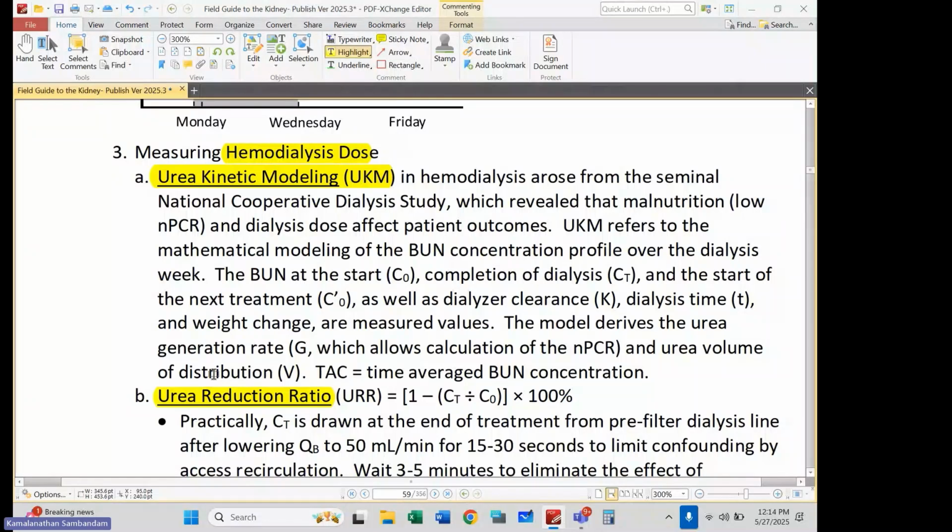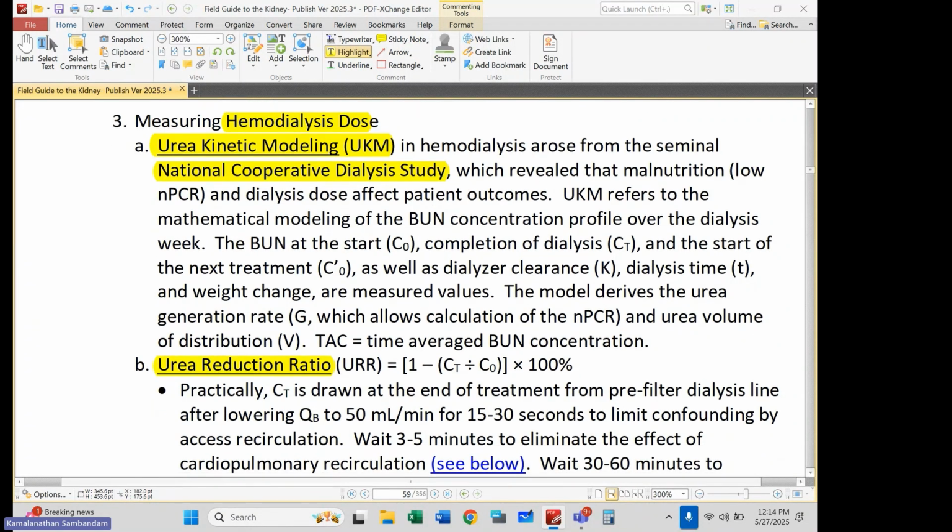One point I like to make is that we have this paper, the National Cooperative Dialysis Study, that really put into focus urea kinetics as a means to try to prescribe dialysis in a formal way. And it's from this study that the concept of KT over V emerged. Okay, so I'm sure we may touch upon that in some of our dialysis lectures. All right, let's move on.